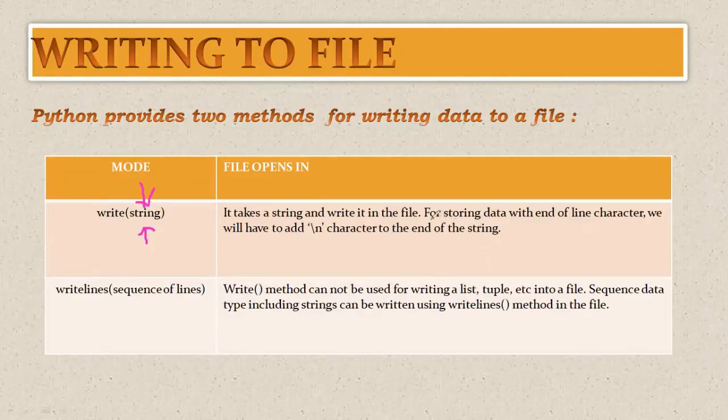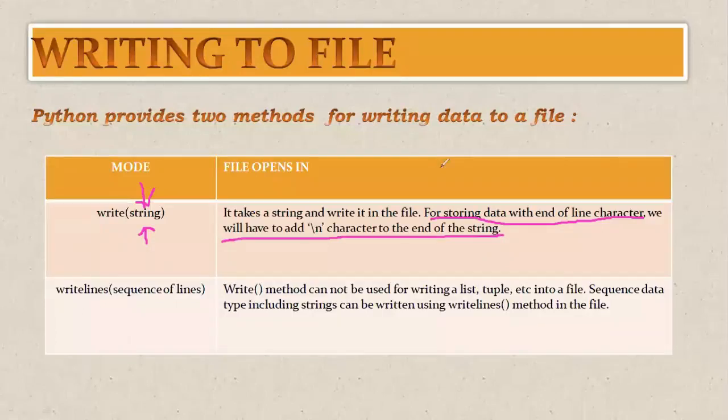As you can see here, for storing data with an end of line character, we have to add the \n character to the end of the string. Just like we saw in the readlines function, if I would like to write multiple lines, like "Ram is" and then in the next line "a good boy", then in between I have to use \n. Then only can we write the content in multiple lines. Otherwise the entire thing will be written in a single line when I write through the write function.